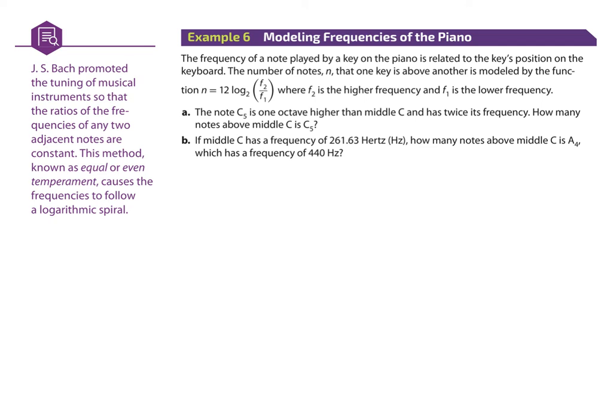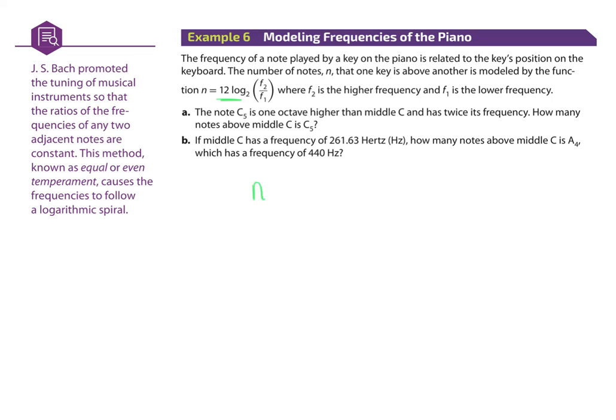The note C5 is one octave higher than middle C. By the way, all of your notes on your keyboard are actually numbered like this. Most people don't know this, but C5 is one octave higher than middle C, and it has twice its frequency. How many notes above middle C is C5? We're going to set it up in this formula right here, and we're trying to solve for how many notes above.